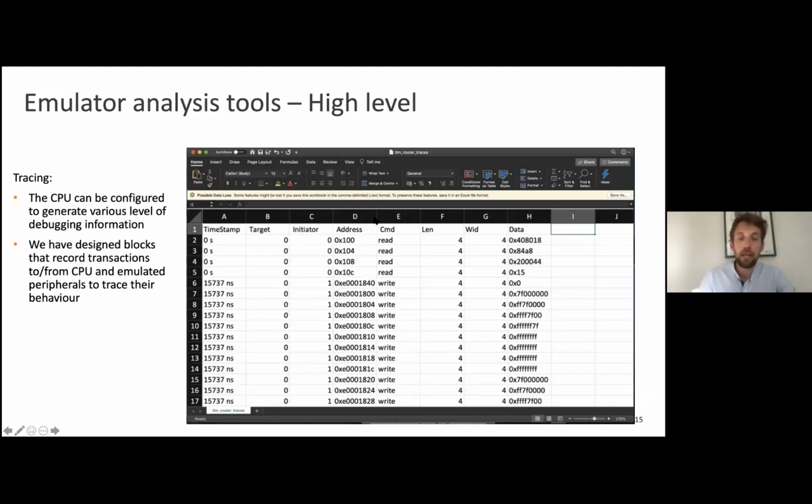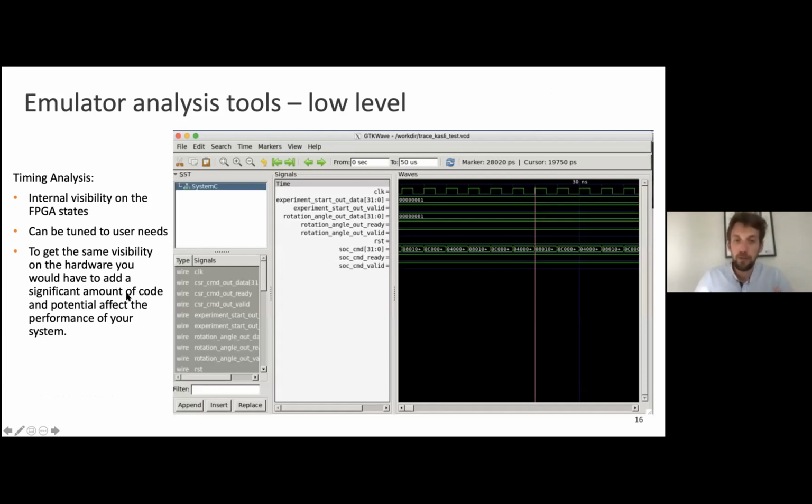Now, what you get by running the emulator is different analysis tools as well. Lots of them are high level, like tracing of internal transactions such as read and write operations, and there is also low level visibility of what's happening inside the FPGA itself. That is really instrumental when you are trying to debug problems with your code or with an existing solution.